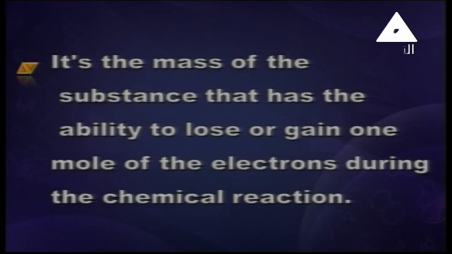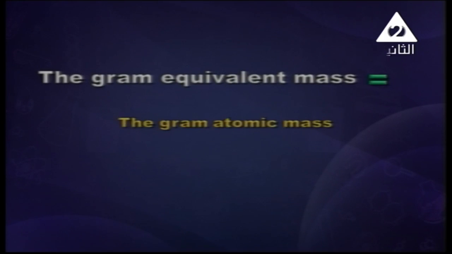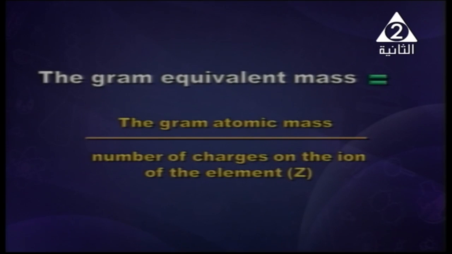the chemical reaction. The gram equivalent mass can be calculated as follows: the gram equivalent mass equals the gram atomic mass over the number of charges on the ions of the element, or the valence of the element. The gram atomic mass divided by the valence of the element, or the number of charges on the ions of the element, which is represented by Z.